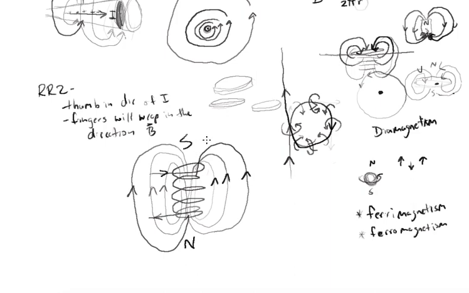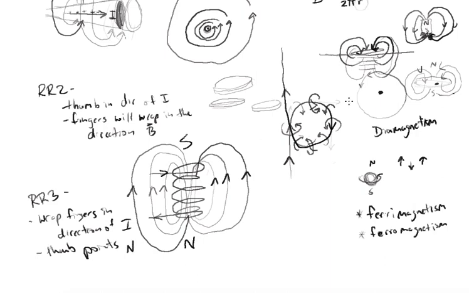Oh yes, we need to do our right-hand rule. Sorry, that was a lie. I was about to say we were done, but we've got one more right-hand rule here. Our right-hand rule 3, and that is that you wrap fingers. This is for solenoids like this, or a circle of current. Wrap fingers in direction of current, right? And thumb points north. Okay, so let me show you.